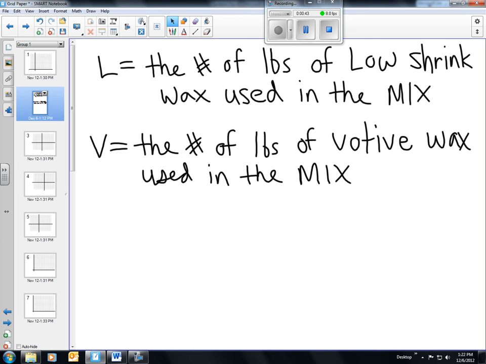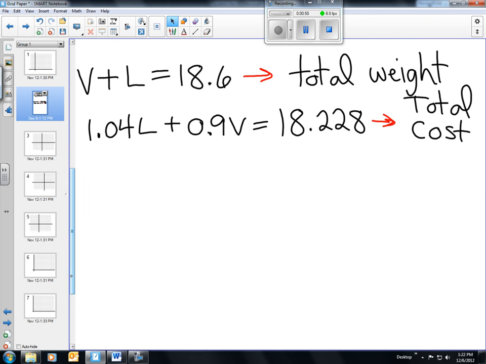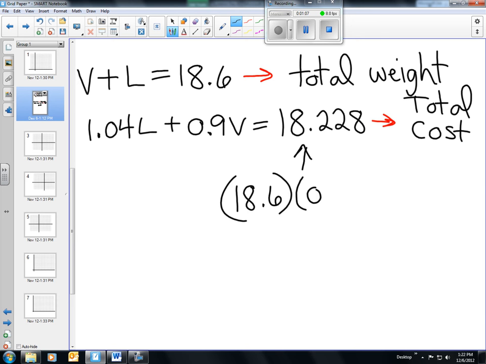And then remember, we need to write two equations, and the two equations are going to be total weight and total cost. So here the two equations should be V plus L equals 18.6, and then 1.04L plus 0.9V equals 18.228. That 18.228 came from the fact that we took 18.6 pounds of the mixture times what we were going to be charging per pound for it. So when you multiply those two together, you get 18.228.